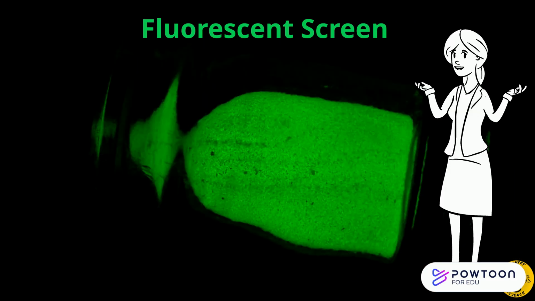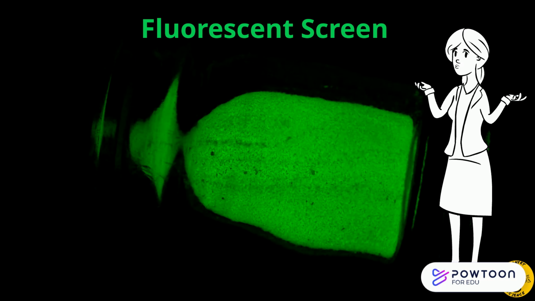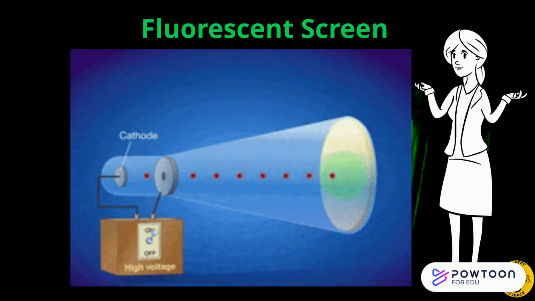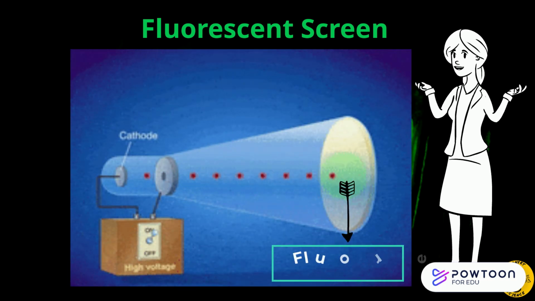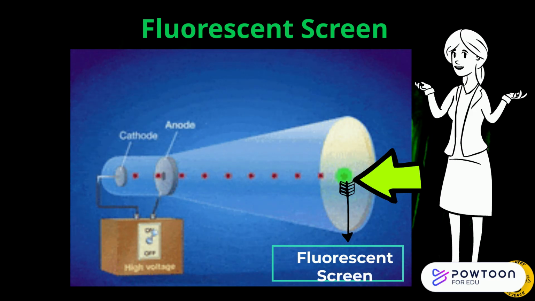The fluorescent screen is coated on the inside surface with some fluorescent material such as phosphor or zinc sulfide. When the electron beam strikes the screen, the material starts to glow. This enables a bright spot to appear whenever an electron beam strikes the screen.